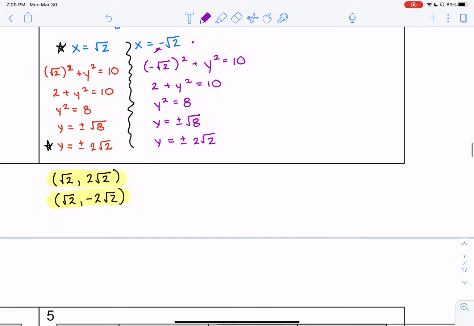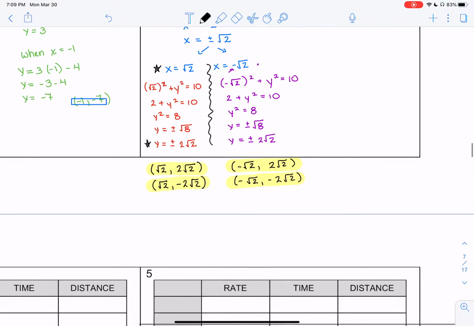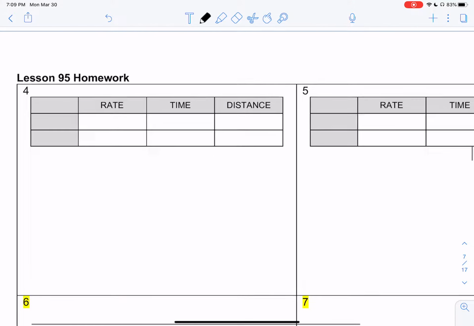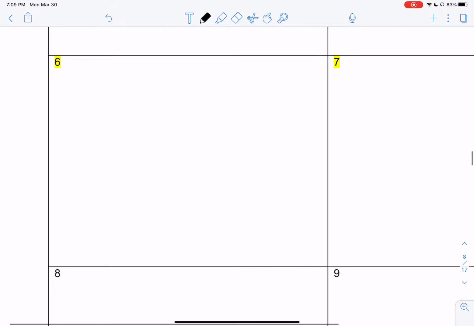So when I go to write the solutions at the bottom for this pair, I have the negative square root 2, comma, 2 root 2, and the negative square root 2, comma, negative 2 root 2. That brings us to 4 total solutions. Okay? Now we're going to go into the actual homework assignment, and we're going to do question 6 together.